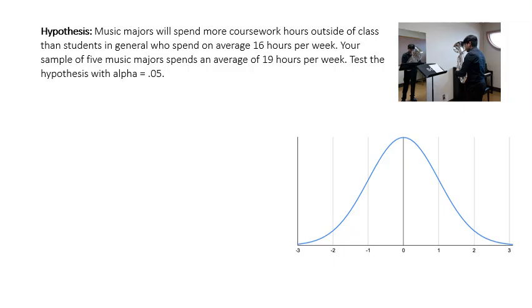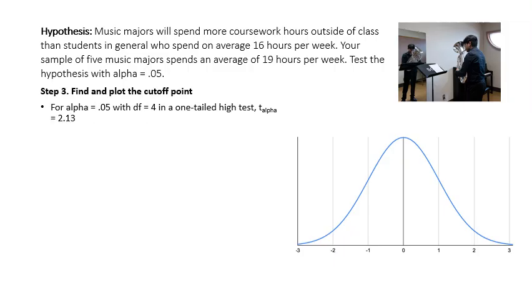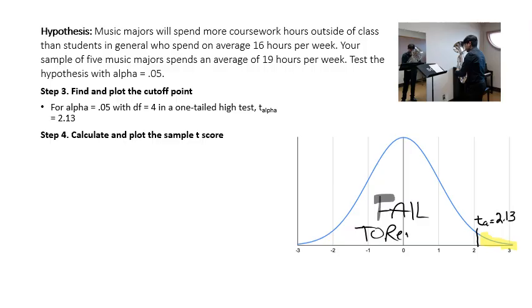Now we can continue with our steps of hypothesis testing. We find and plot the cutoff point. This time we have to use a calculator tool. We can't rely on our memory because the cutoff points are different for the t-test. And I went ahead and looked up this cutoff point, and I discovered that the t-score associated with alpha in a one-tailed high test using alpha 0.05, the t-alpha equals 2.13. The shaded region then is this region. That's our reject region. And as before, all of the rest of this is our fail region. Fail to reject the null.